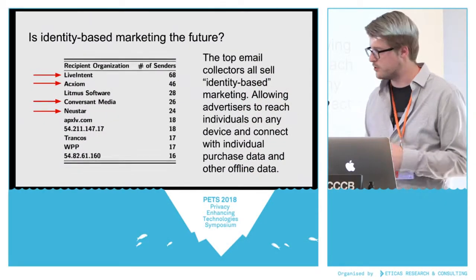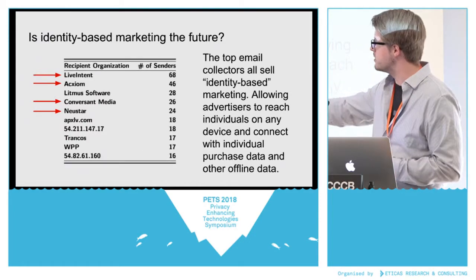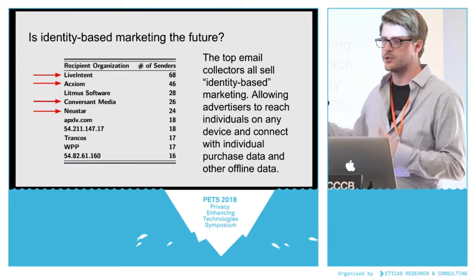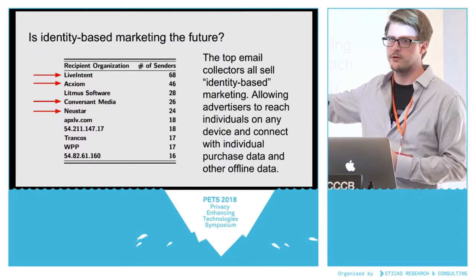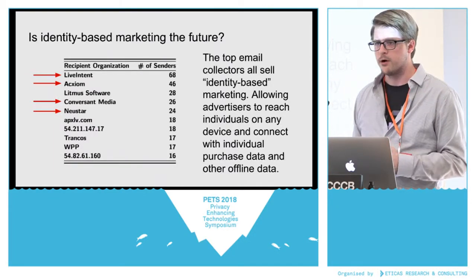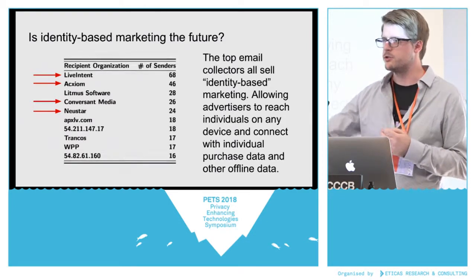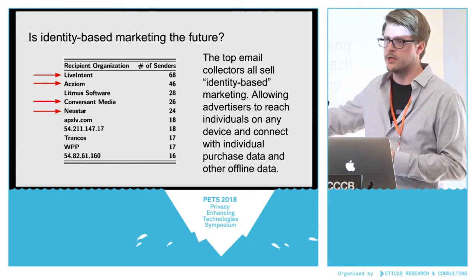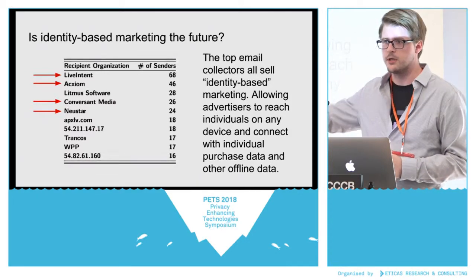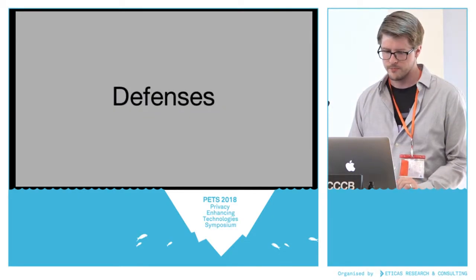And so that brings me to the question of, is identity-based marketing the future? In terms of the emails where there actually were leaking email addresses, 4 of the top 5 providers are involved in something that they market as people-based or identity-based marketing. So reaching consumers as specific individuals and reaching them across all the devices they own. And this seems to be the trend that not only email marketing, email tracking is going, but also web tracking.